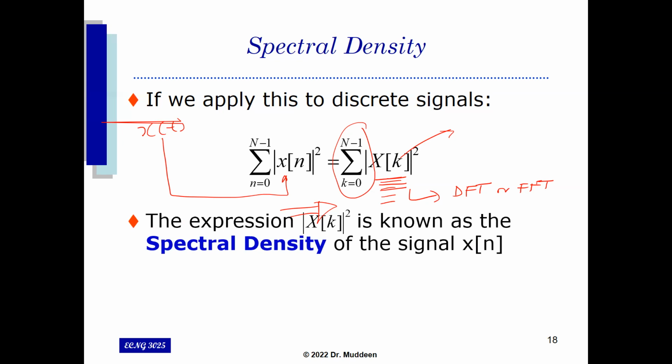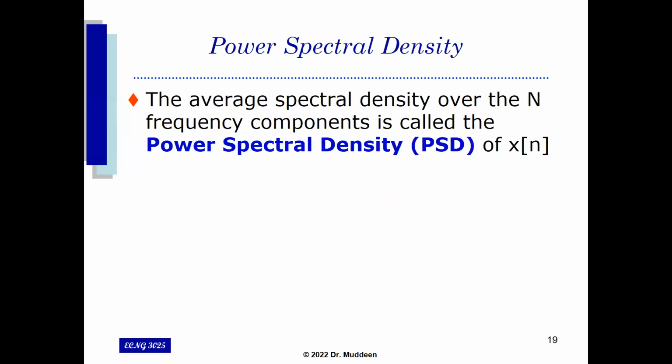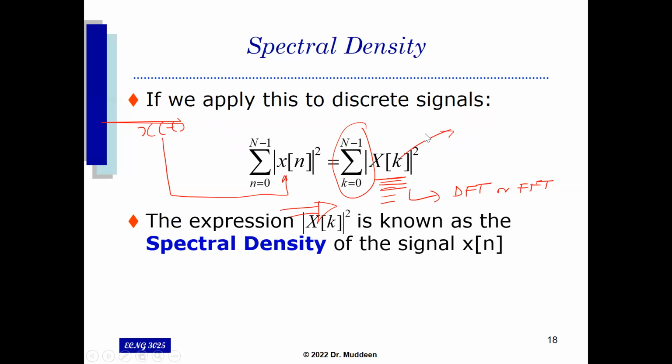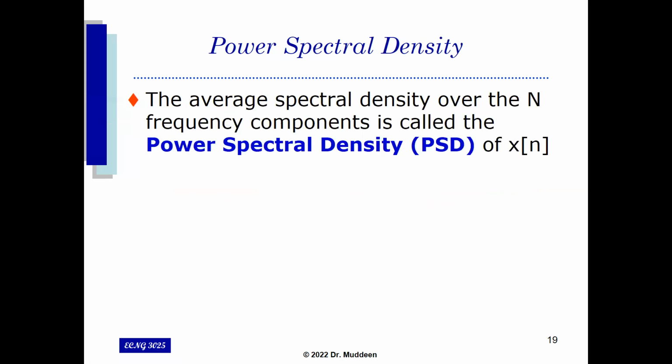Density, again, you remember density from your physics is like mass over volume. So basically what you're doing is taking the energy in each particular frequency component and summing up everybody, right? If you add up all of them, you get something called the spectral density. And if you average that over the total number of points that you have, you get something called the power spectral density, or PSD, of the signal.